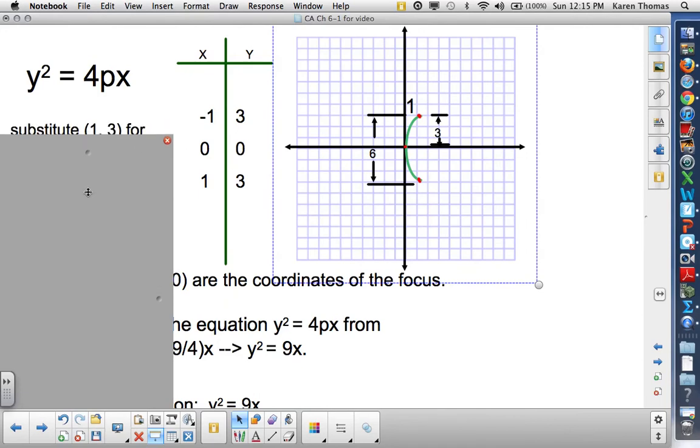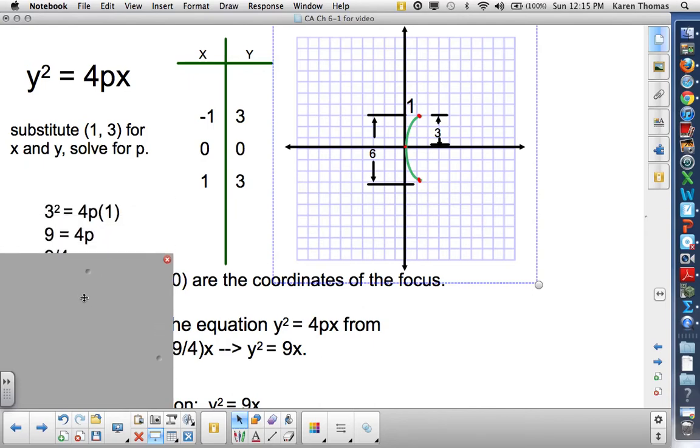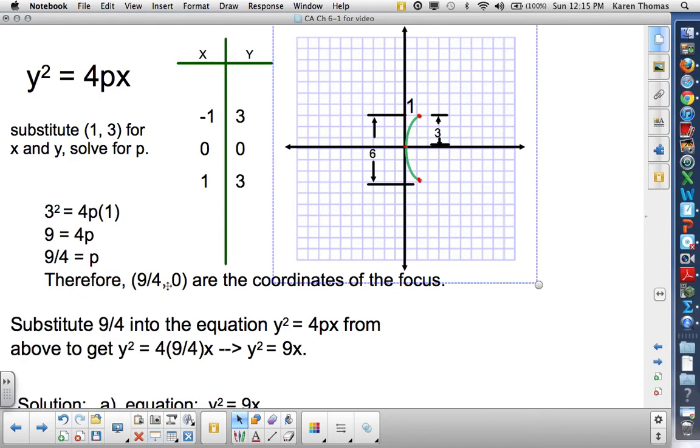From there, what I'm going to do is substitute 1, 3 for x and y in my equation, and I'm going to solve for p. That will give me my vertex. Excuse me, not my vertex. That will give me my focus. So I do 3 squared equals 4 times p times 1. 9 equals 4p, or 9/4 equals p. Therefore, the coordinates of the focus are 9/4, 0, which is somewhere around here where I'm putting my little pointer.